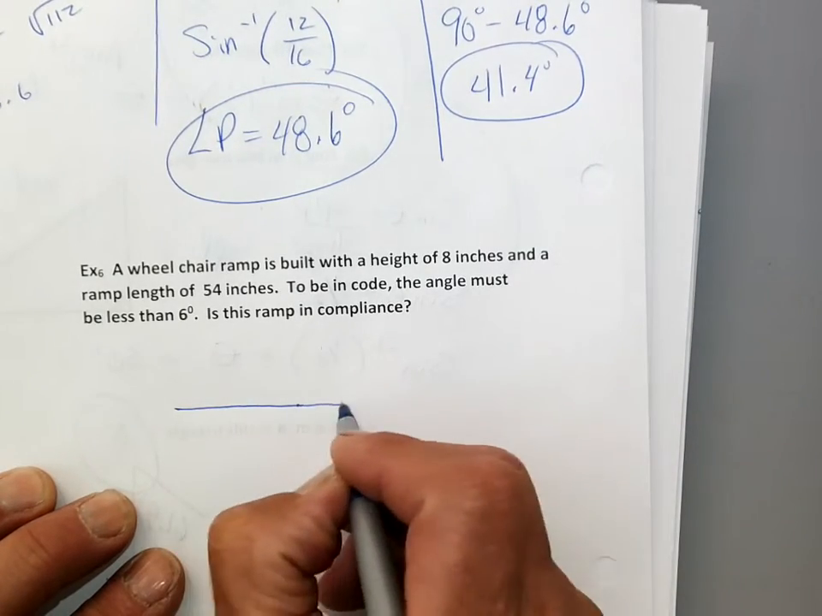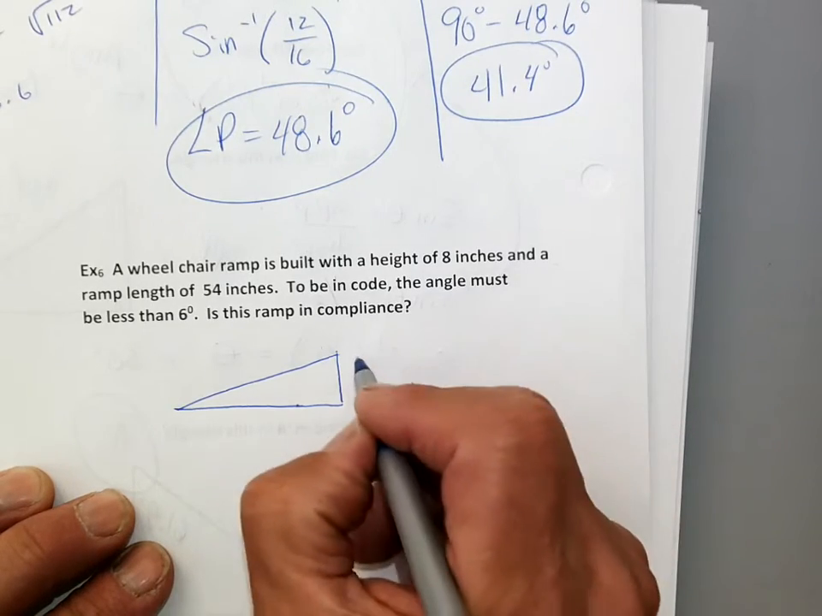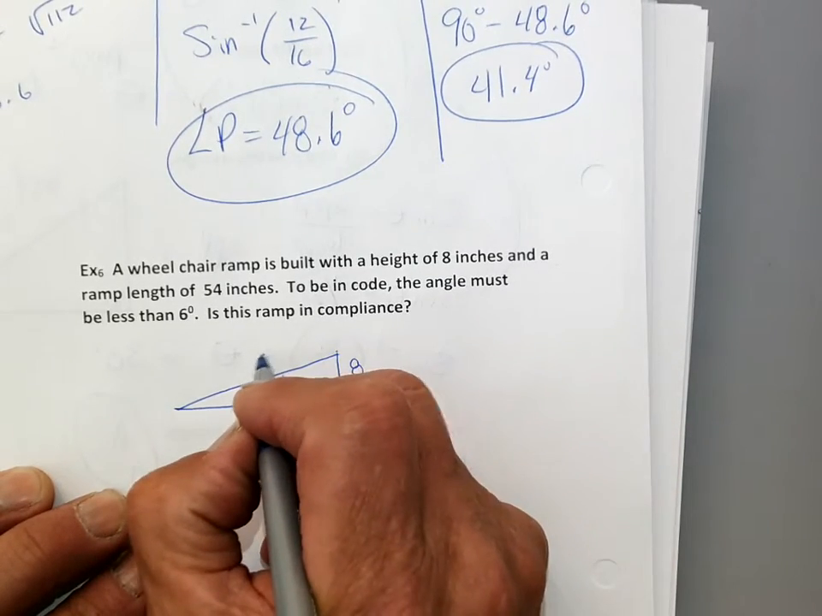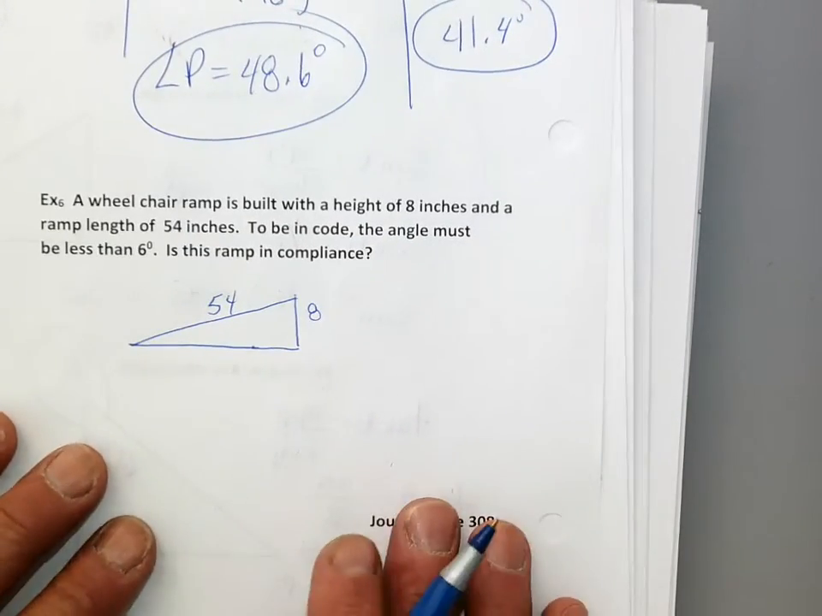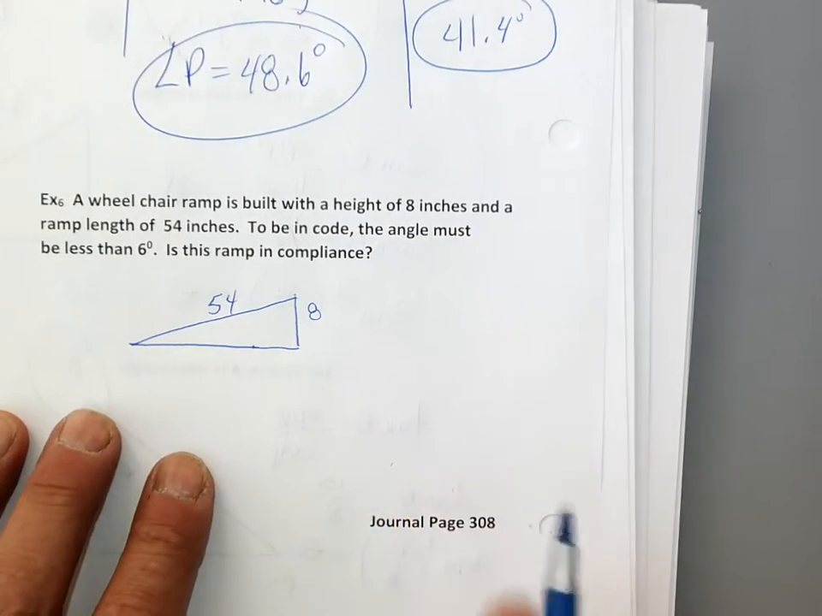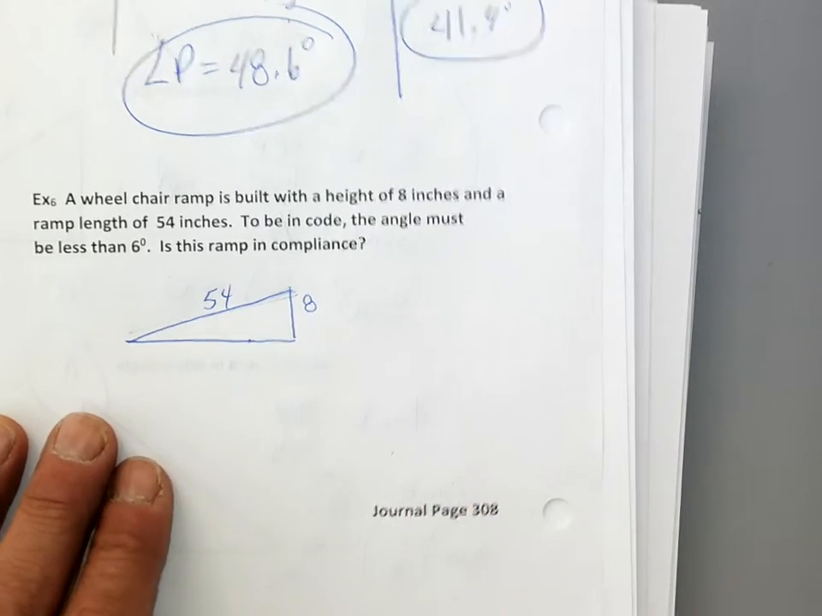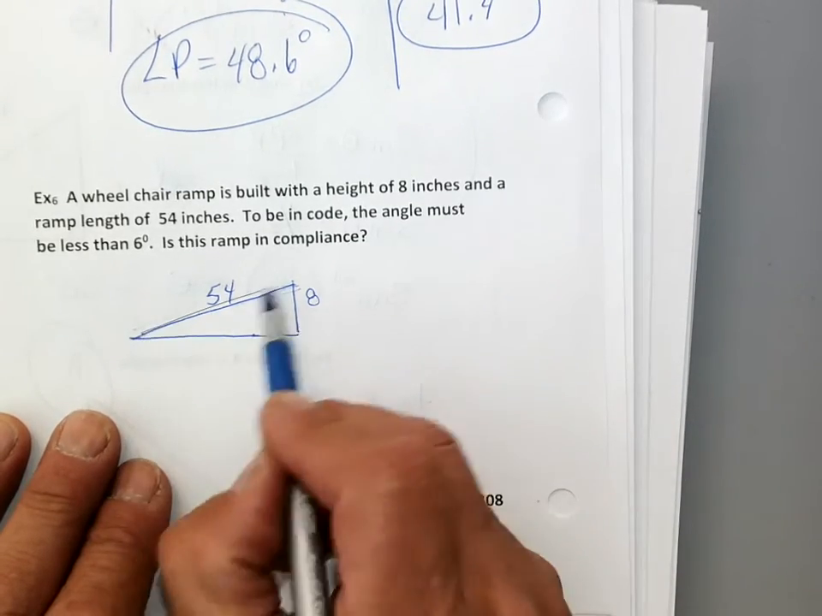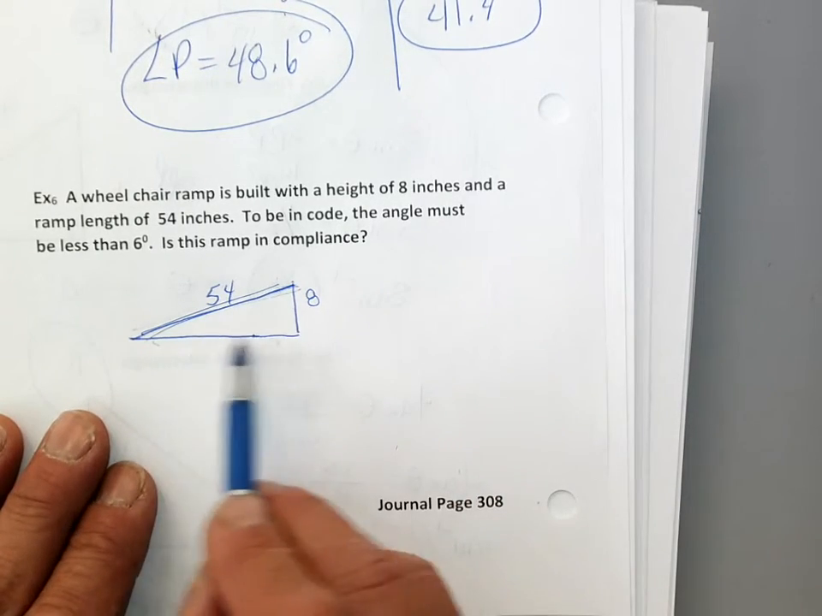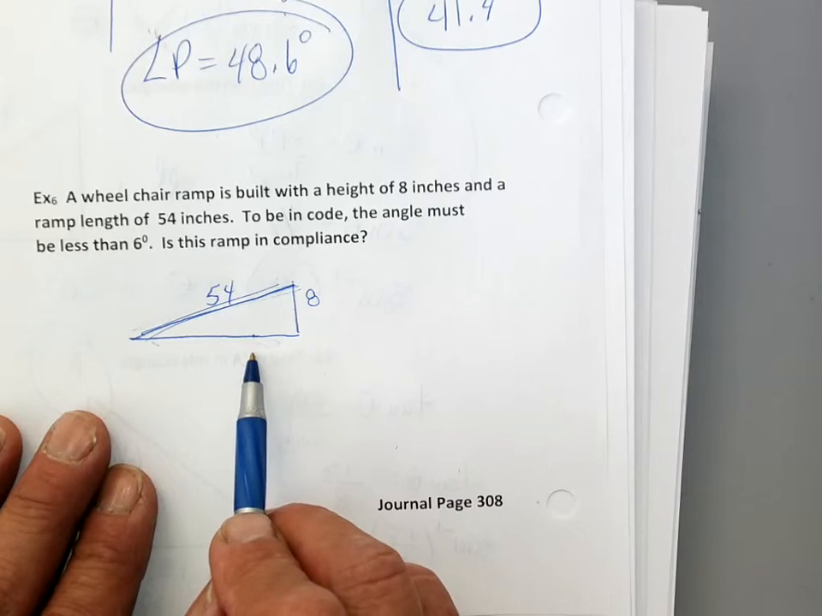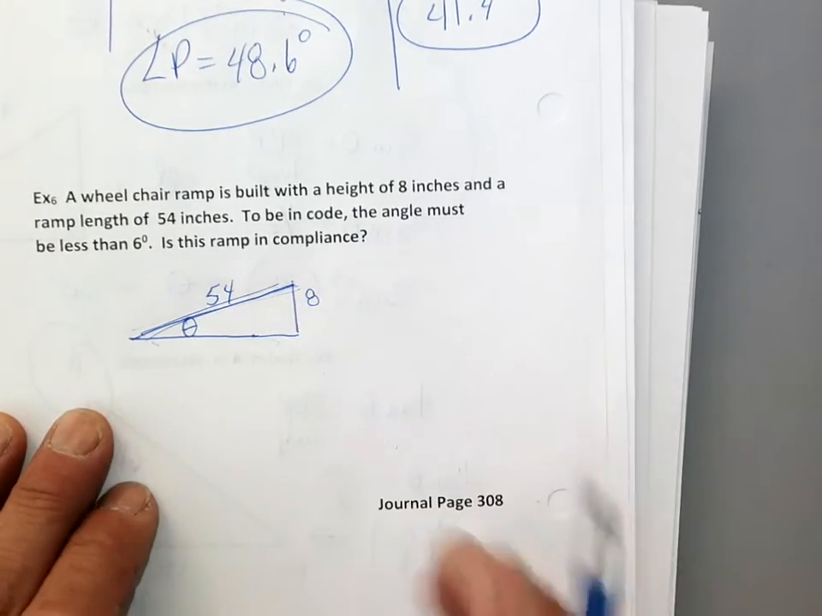So I've got a wheelchair ramp. The ramp looks something like this. The height of the ramp is 8 inches, and the length of the ramp is 54 inches. A lot of kids get confused here. The ramp itself is the slanted side, right? You guys agree? That's the ramp, that's 54. This part you wouldn't even see, that's like the concrete underneath. Does that make sense? So here's my angle, okay?